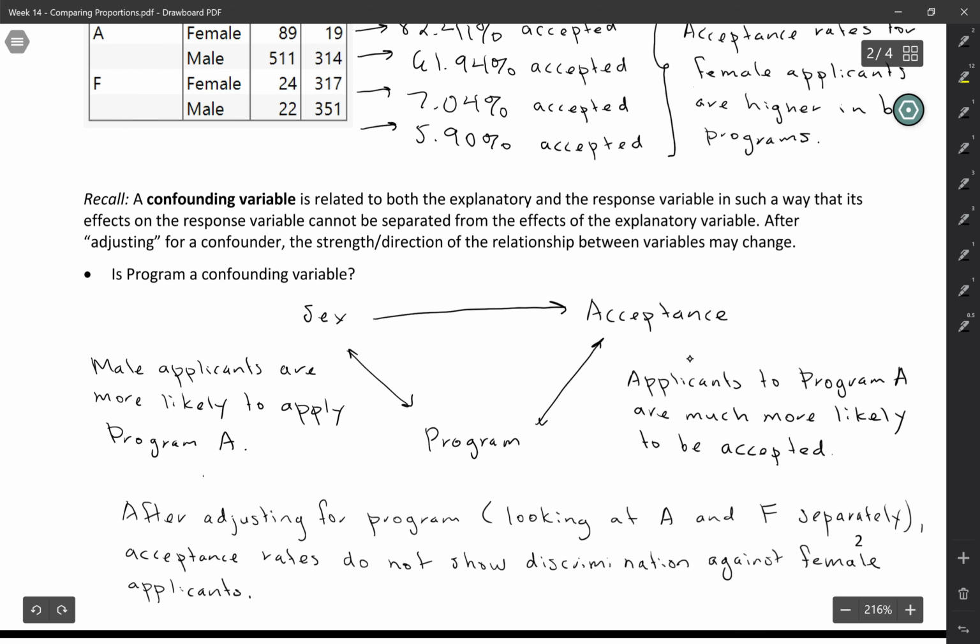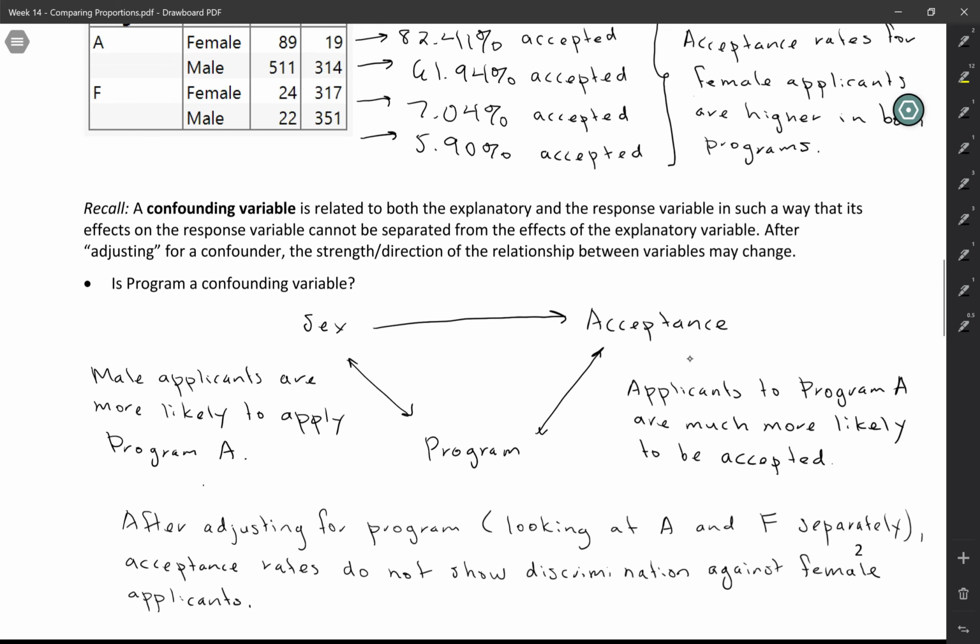Of course there are still equity questions that you could ask here. You could ask, why are there so many more applications from males than females? What are the forces that drive that? Are there societal pressures that push female students away from program A? Things like that. But at least at the stage of graduate admissions, there doesn't seem to be any gender discrimination.